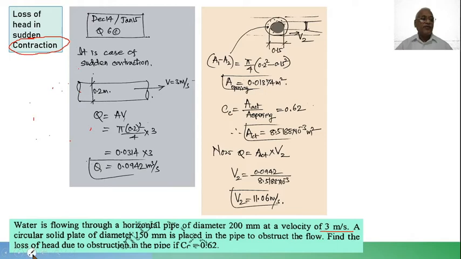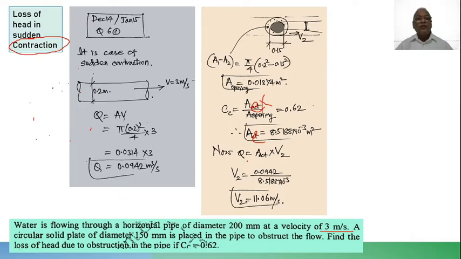Now CC, the term here should have been effective rather than actual: the effective area of the flow divided by the actual opening size, that is A1 minus A2, right? That is CC equal to 0.62. So the effective area gets reduced. It comes out to be 8.5188 into 10 raised to minus 3 meters square.